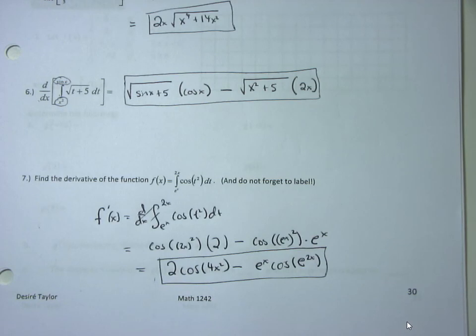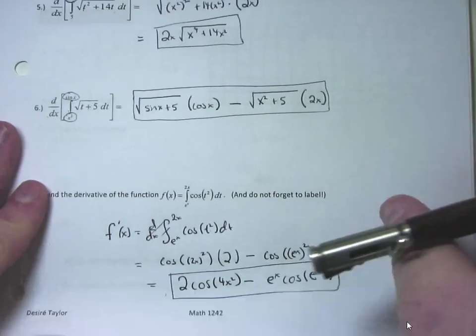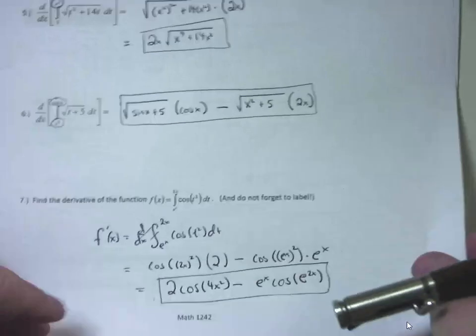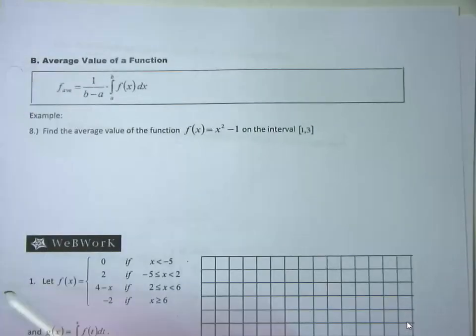Now, one other rule from this particular section is the average value. Now, to understand where the formula for the average value comes from, here's the deal. I'm going to show you guys.